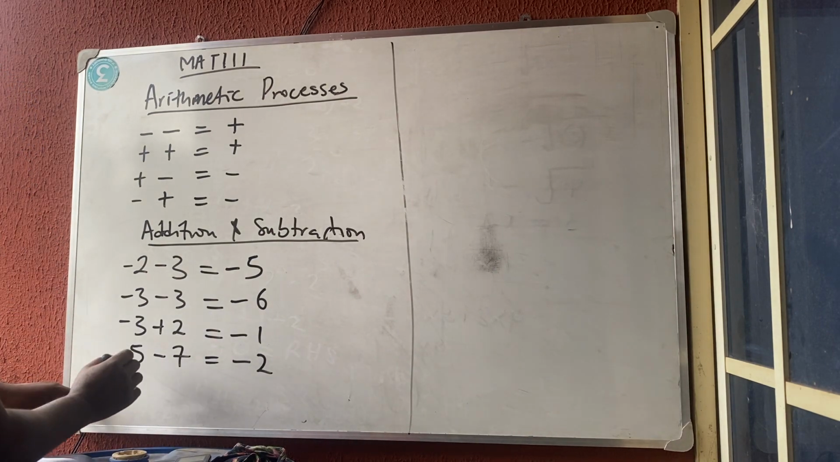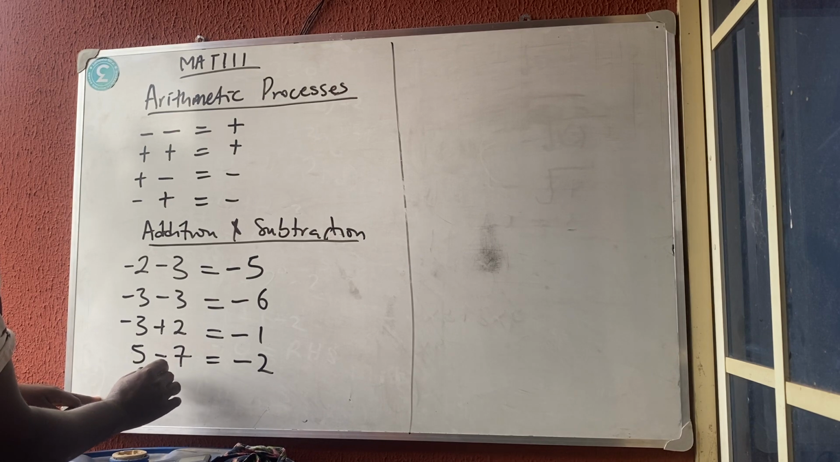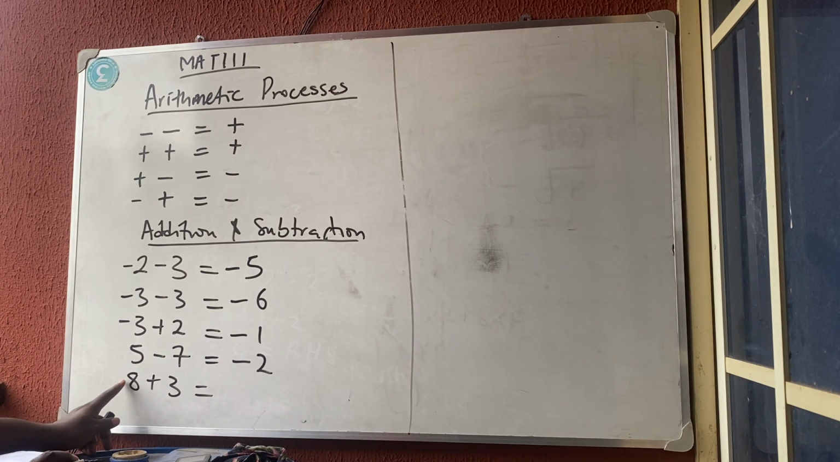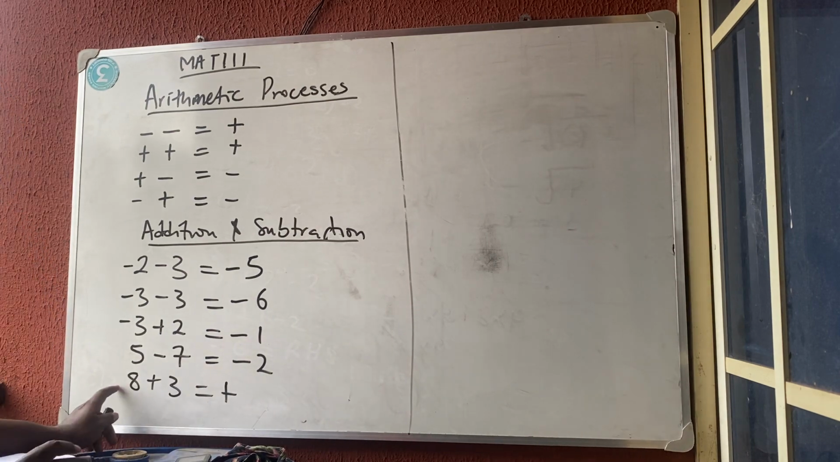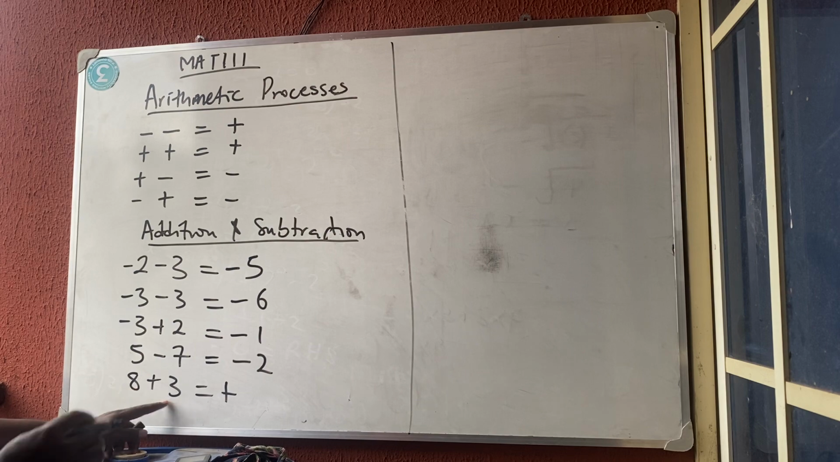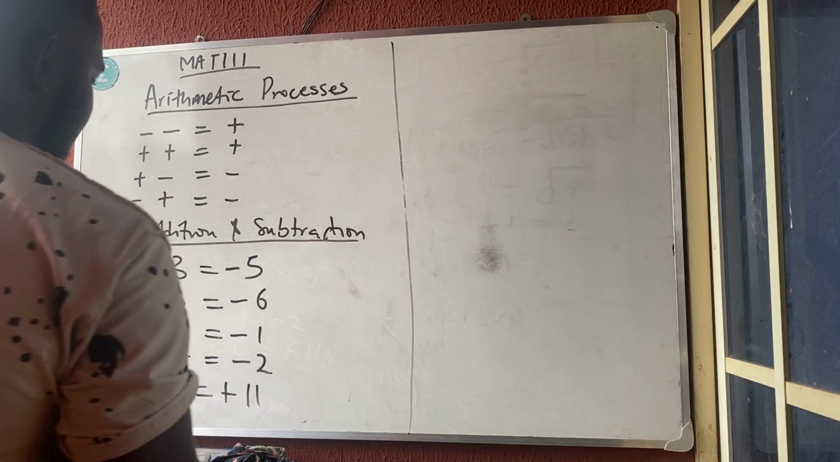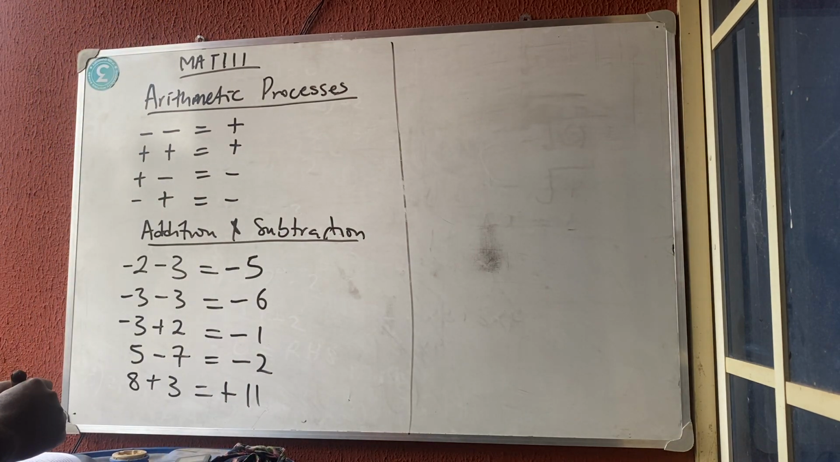Another one is 8 plus 3, for instance. If you look at it, the signs are the same, because I told you, if there is no sign in front of your number, it means plus. So plus plus is plus, and my answer will be plus. Then, because the signs are the same, I'm going to add this plus this. I'm having 11. As simple as that. It's very simple. So the next one I'm going to do, have I not done any one here?